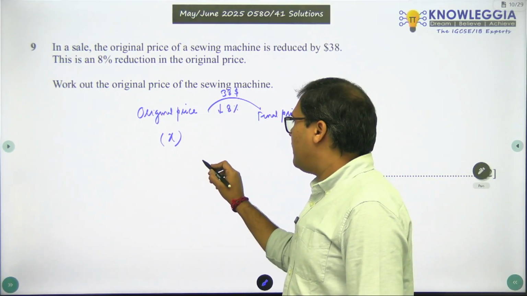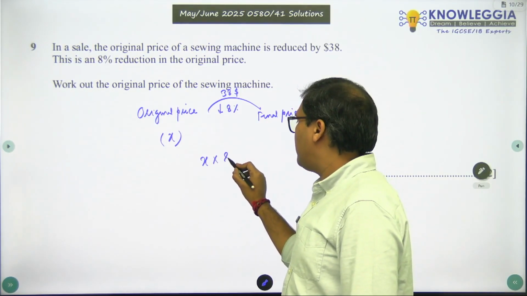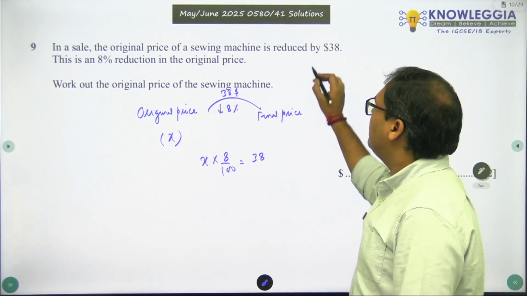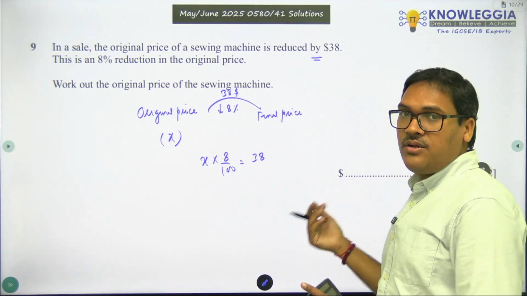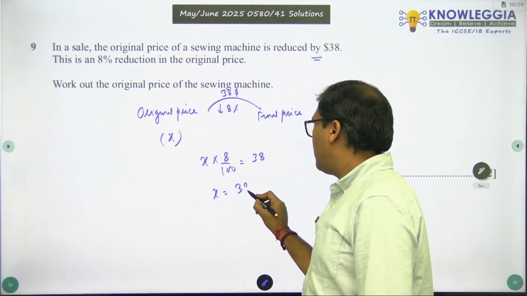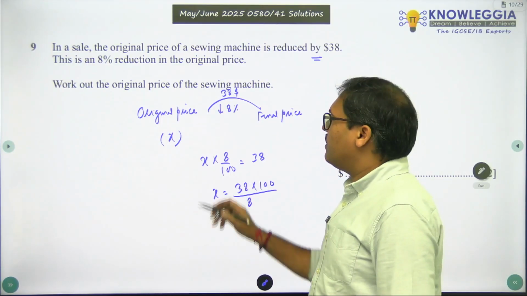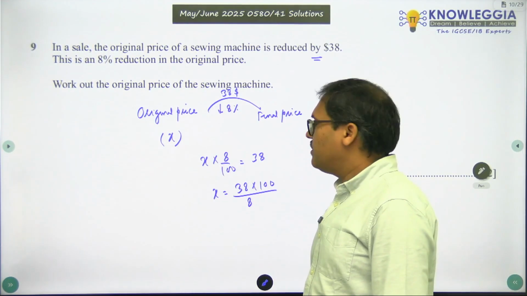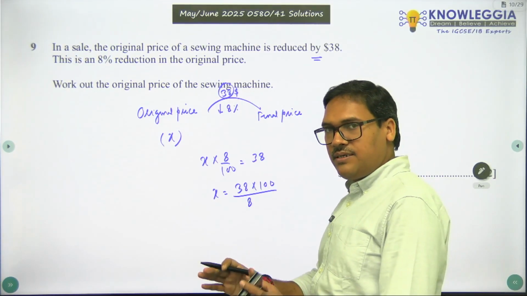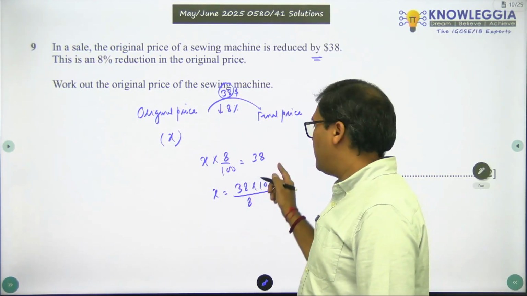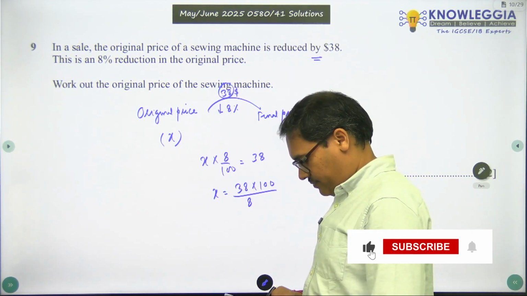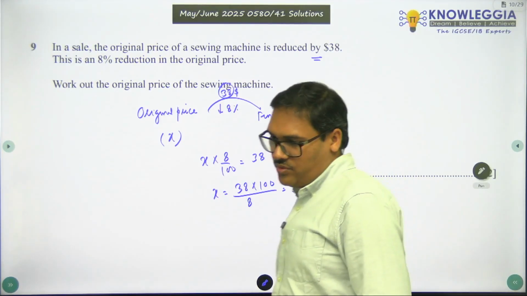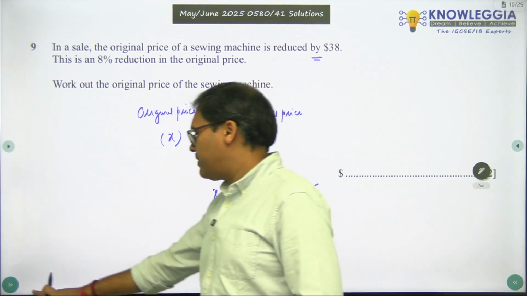So you can see the original price is x. So what is 8% of x? That is the reduction, and they are saying that this reduction is effectively equal to $38. The original price of the sewing machine is reduced by $38. So what is x? x is equal to 38 multiplied with 100 divided by 8. I hope this is clear. The original price was x. Now we have reduced it by 8%. So 8% of x is equal to $38. So what is the original price? This is 38 multiplied with 100 and divided by 8, which is $475. So this is $475, the answer for this question. Okay, I hope this is also clear.